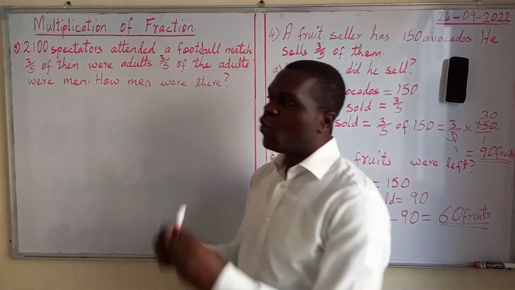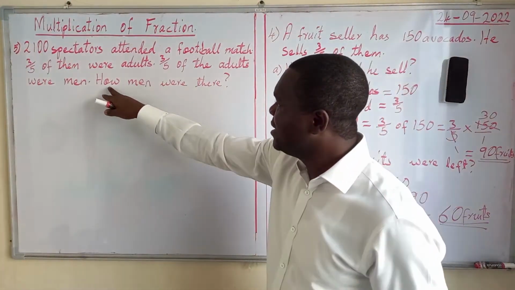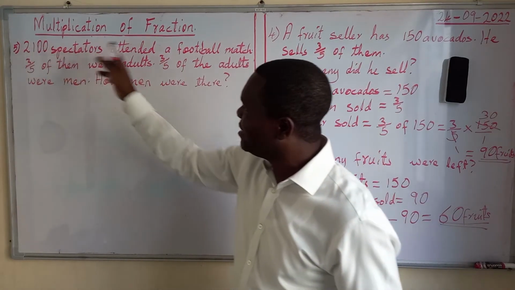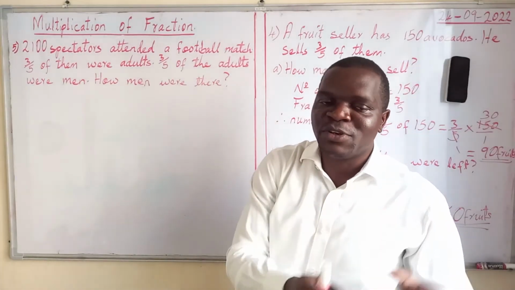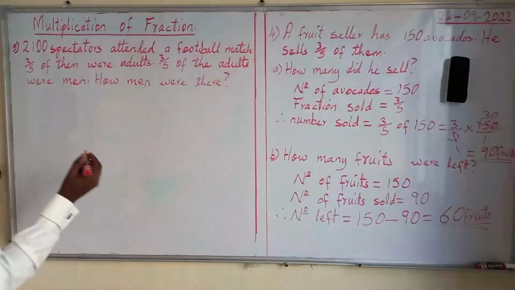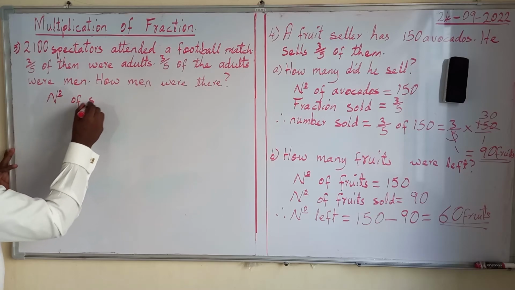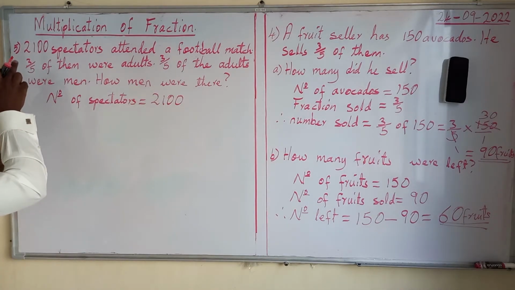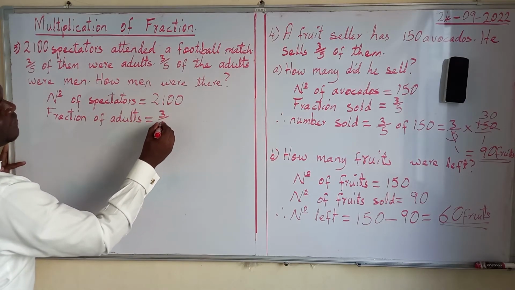We move from what we know to what we don't know, and what we don't know is the number of men, but we know the total number of people who attended the match, and we know the fraction who were adults and the fraction of the adults who were men. So the first thing is to state what we know, and the first thing we know is number of spectators is equal to 2,100. What else do we know? Fraction of adults, which is equal to 3/5.